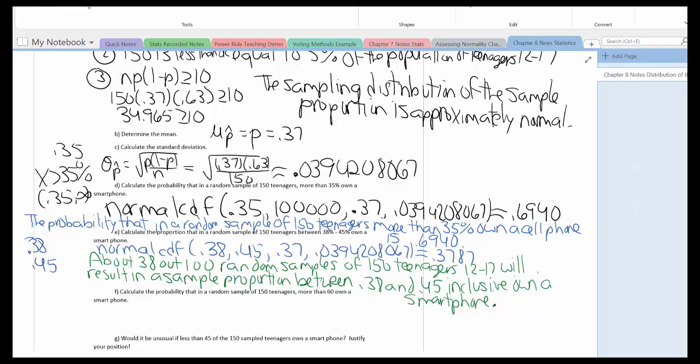About 38 out of 100 random samples of 150 teenagers, 12 through 17, will result in a sample proportion between 0.38 and 0.45 inclusive who own a smartphone.